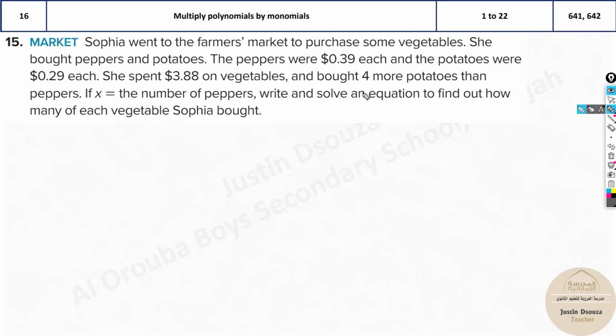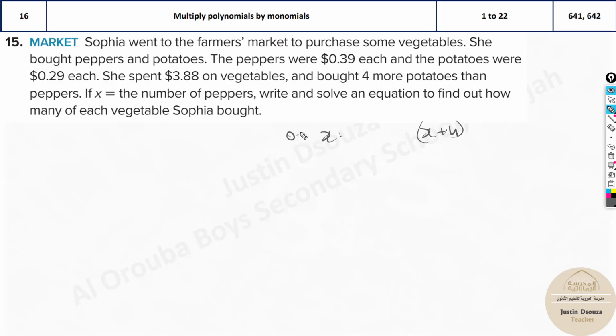Okay, this is important. So, 4 more potatoes than peppers. If x is the number of peppers, then potatoes is x plus 4. That's the difference. And what is the cost of peppers?